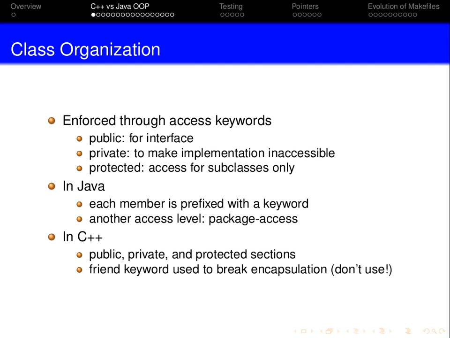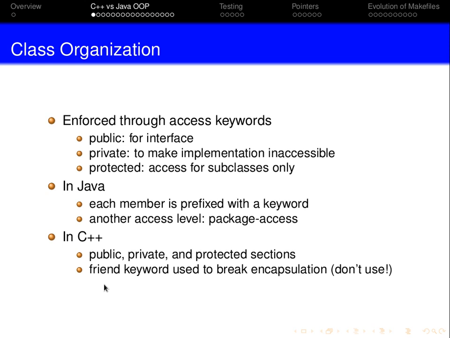Okay, so quick review. How do you enforce access? Public, private, and protected are basically still the same in Java and C++. As I showed you earlier, you just have a section for public, private, and protected, as opposed to having to put it in front of every function or variable like you did in Java. Right. So in Java, everything's prefixed. In C++, you have sections. There's a friend keyword in C++.